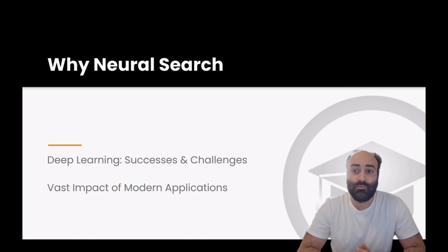We all know the impact neural networks have had on the AI landscape. Deep learning has opened up new horizons in computer vision and natural language processing with applications that have touched nearly every human on the planet.